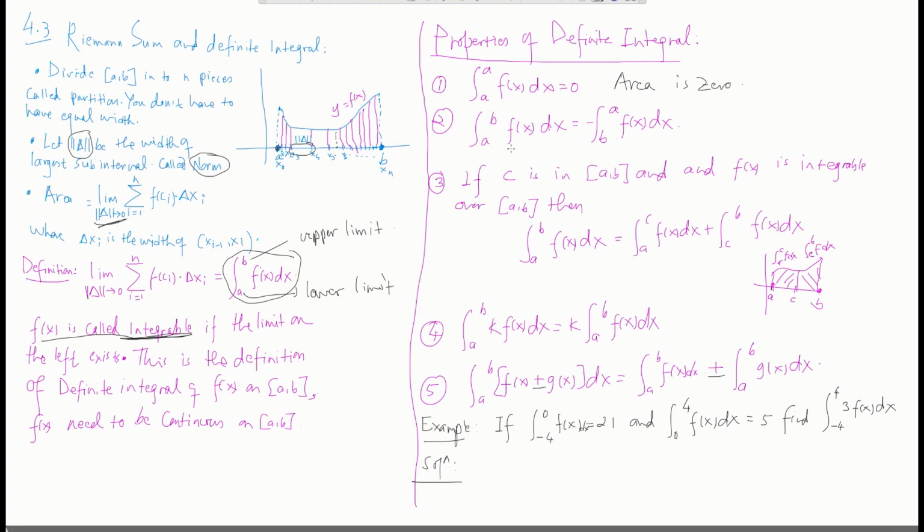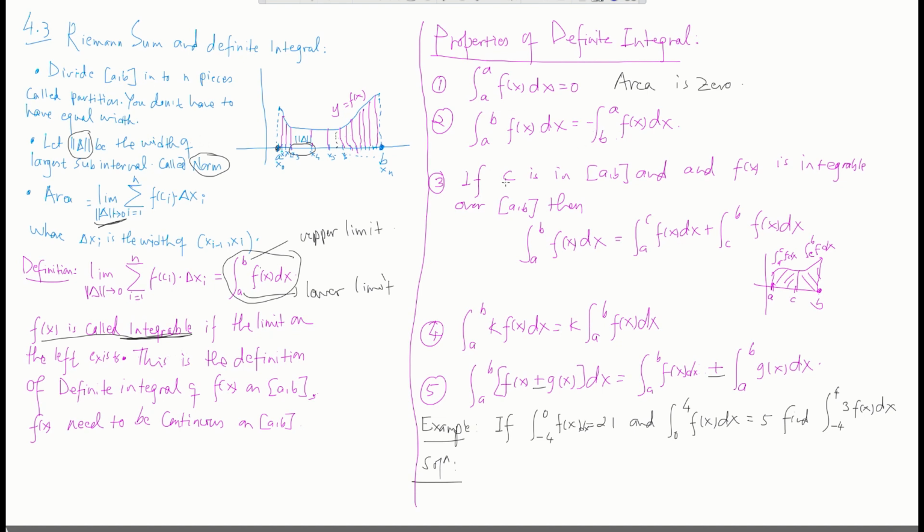Now next is, if you are finding the integral from a to b of f(x) dx, that is the same as the negative of the integral from b to a. Just the direction changes. So the area between a and b under the curve above the x-axis is the same as the area between b and a under the curve above the x-axis with a negative sign. The direction is just opposite.